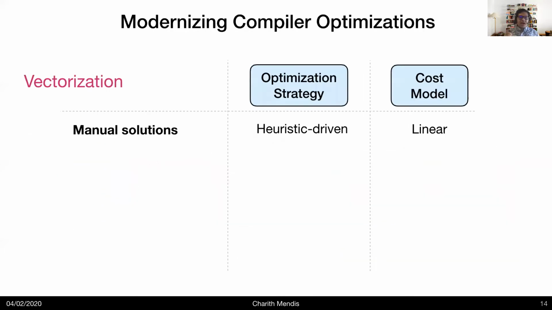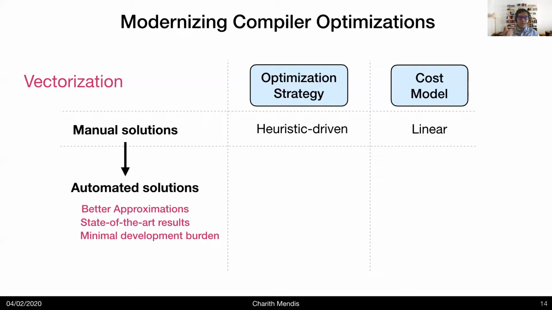In this talk, I will use my work on compile auto-vectorization to show how you can go from manually written heuristic solutions to more automated solutions to construct compile optimization, which can not only achieve state-of-the-art results, but will also minimize the development burden on the compiler developers. First, I'll show you how to perform compile auto-vectorization optimally with the aid of a solver, assuming the same linear cost model that modern compilers like LLVM use.